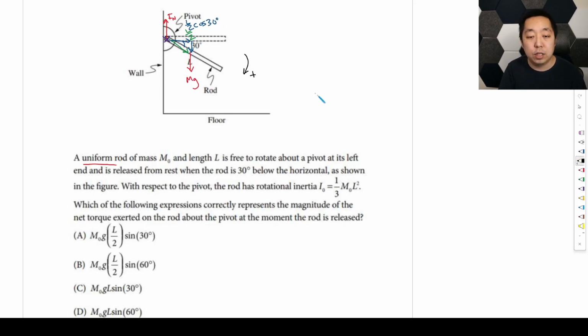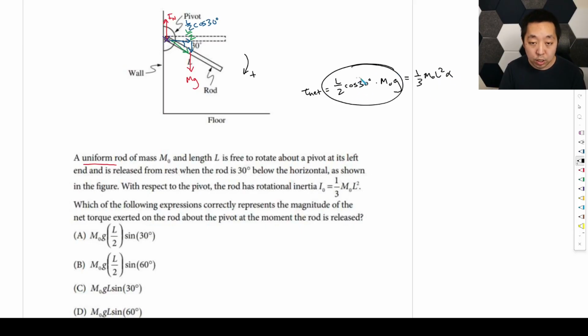So then the net torque is going to be L over 2 cosine 30 degrees times m0 g, the force, and that equals I alpha. Well, the I alpha is 1/3 m0 L squared times alpha. Now, they don't ask us to find that. They just ask for the net torque. Cosine of 30 degrees is root 3 over 2. Well, actually, they just have it here.